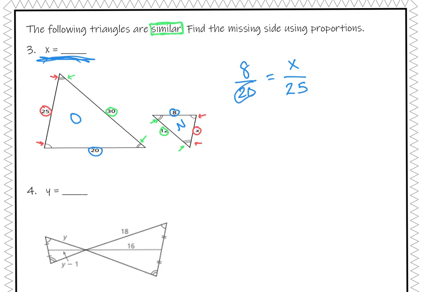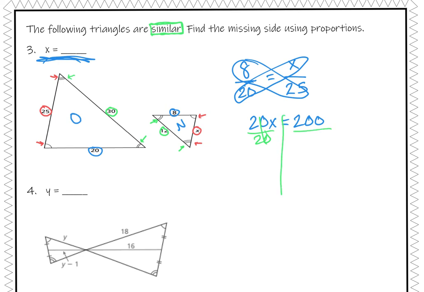So we've got 20 times x, which is 20x, equals, and you got 8 times 25, which is 200, right? Let's solve for x. This should be really simple. You divide by the 20. Whatever you do on one side, you do to the other, right? 200 divided by 20. This is going to give you x equals 10. And there's our answer. X is 10. And that's number 3. Easy.